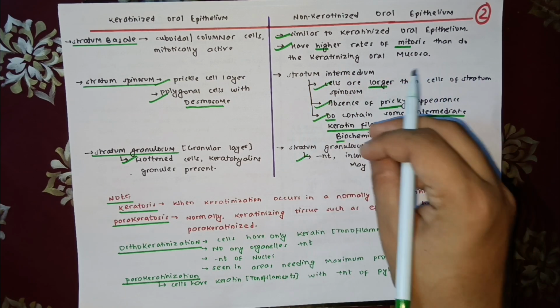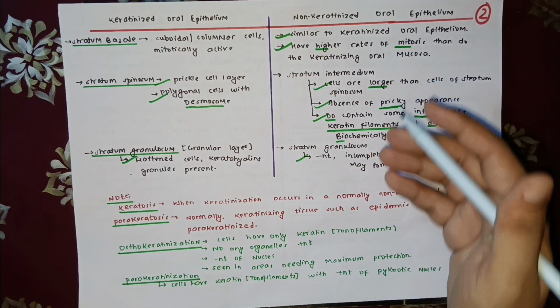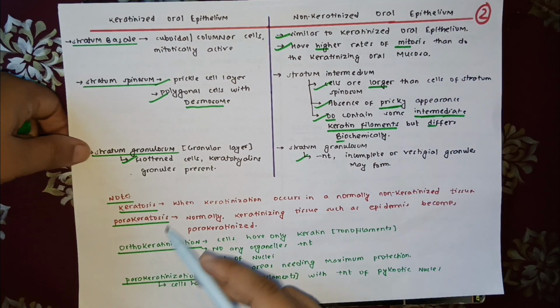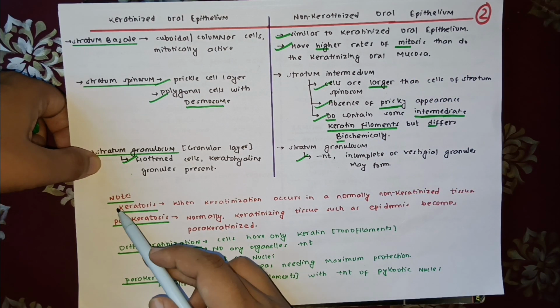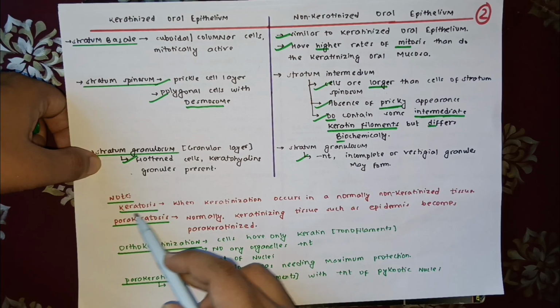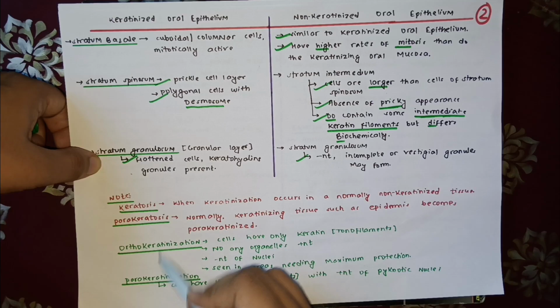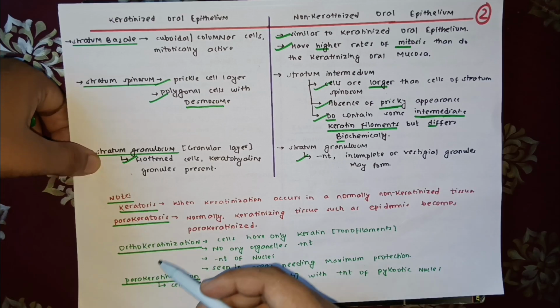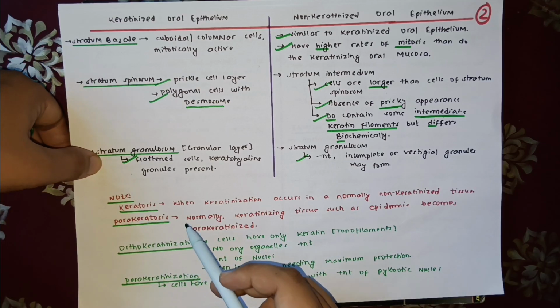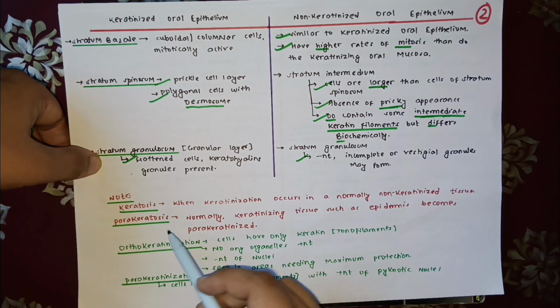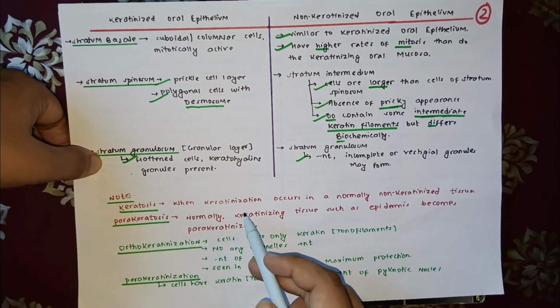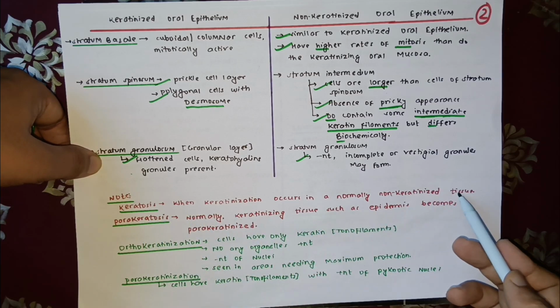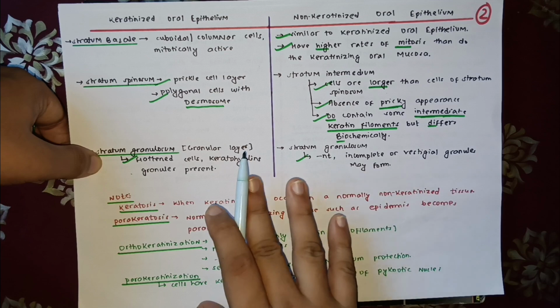Some notes are present here. The first point is keratosis. I found this term in Orban's and included it in the notes. Those are important terms that can be framed into MCQ questions, so you should learn those points. Keratosis means keratinization occurs in normally non-keratinized tissue.